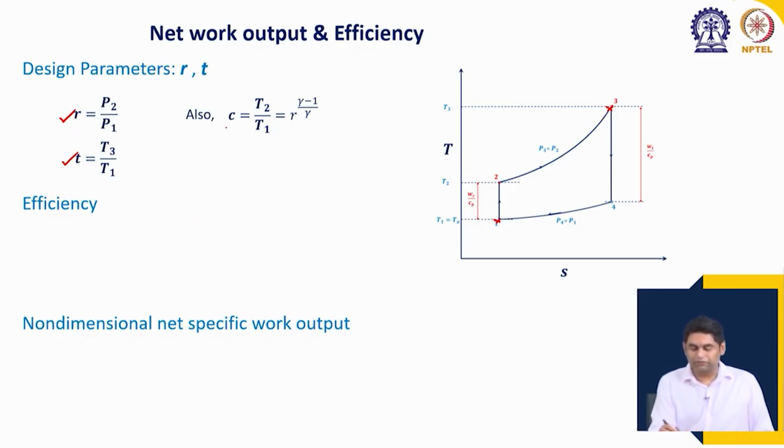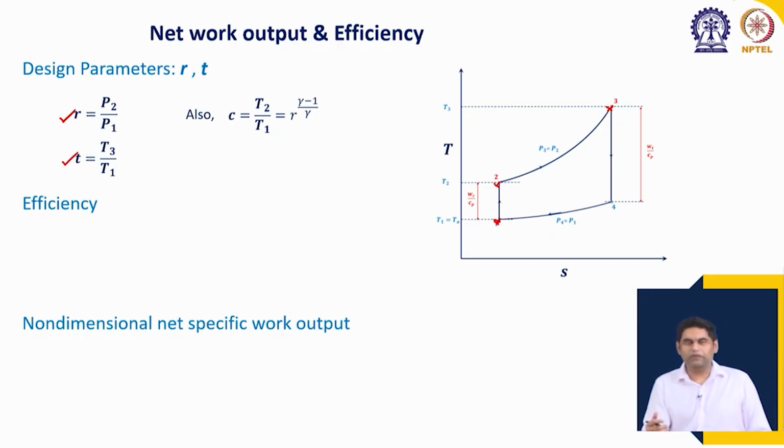We can also define a parameter called C, which is directly related to R, but helps us sometimes in writing in a simplified form. C is defined as R to the power gamma minus 1 by gamma, where gamma is the ratio of specific heats. So, C is equal to T2 by T1, because T2 by T1, as we see from here, is equal to R to the power gamma minus 1 by gamma. Now, in terms of these design parameters, we generally calculate the performance parameters.